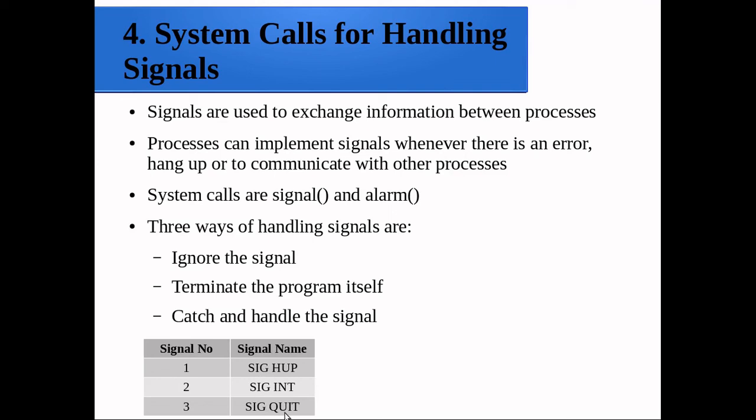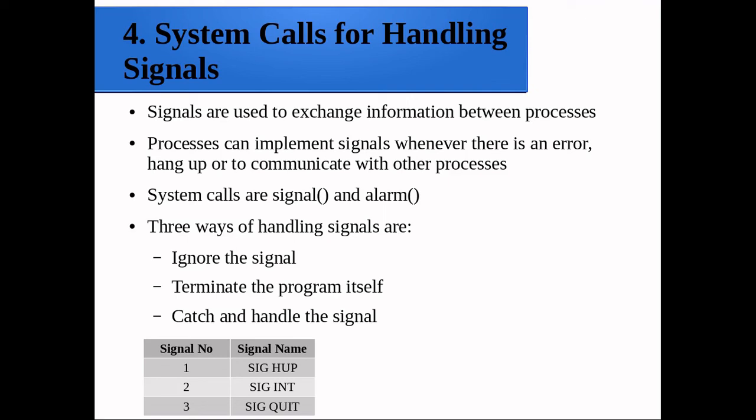So these are the system calls for handling signals. Signals are used for interprocess communication, and also whenever an error or hang up occurs for a process, it will indicate it through signals. Whenever a signal occurs, we can handle it in three ways. Either we can ignore that signal, or we can terminate the entire program, or we can catch and handle that signal. And we have mainly two system calls for handling signals, that is signal and alarm.